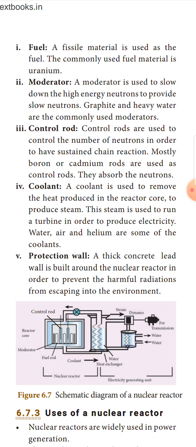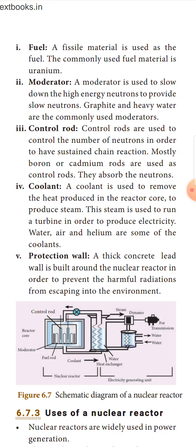Third one, control rod. Control rods are used to control the number of neutrons in order to have a sustained chain reaction. Mostly boron or cadmium rods are used as control rods. They absorb the neutrons.